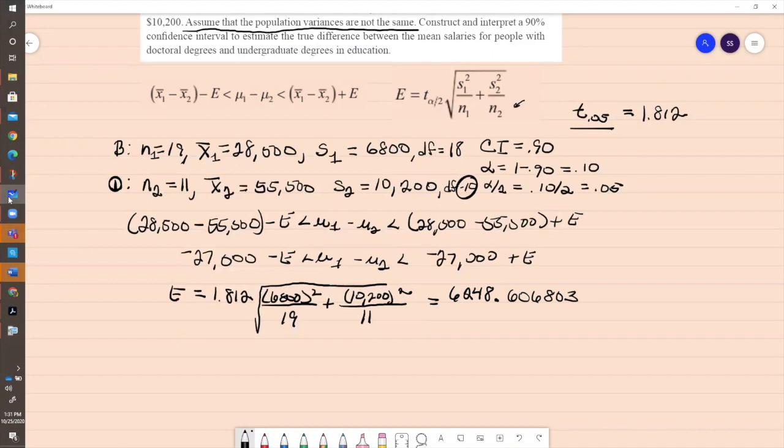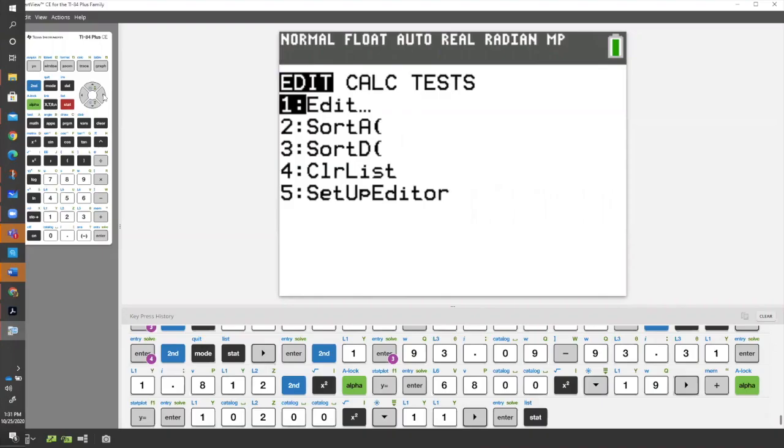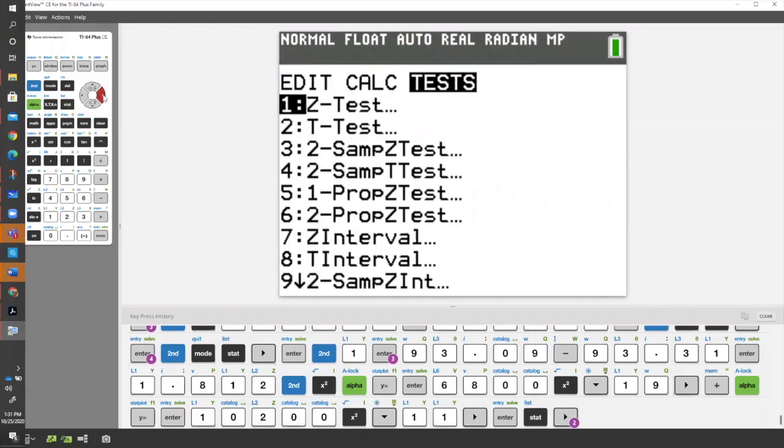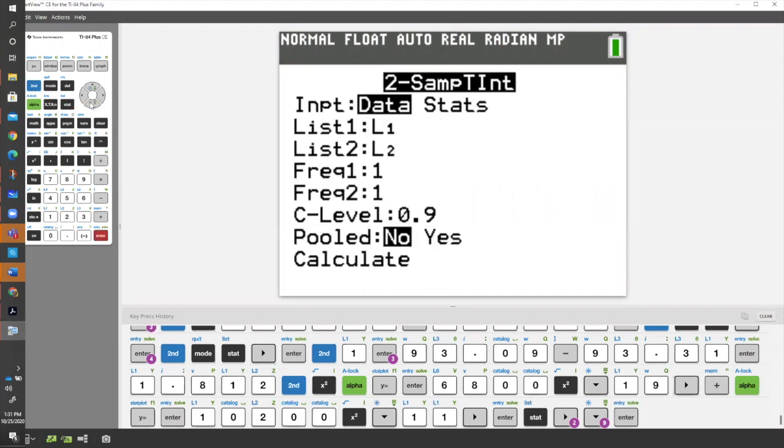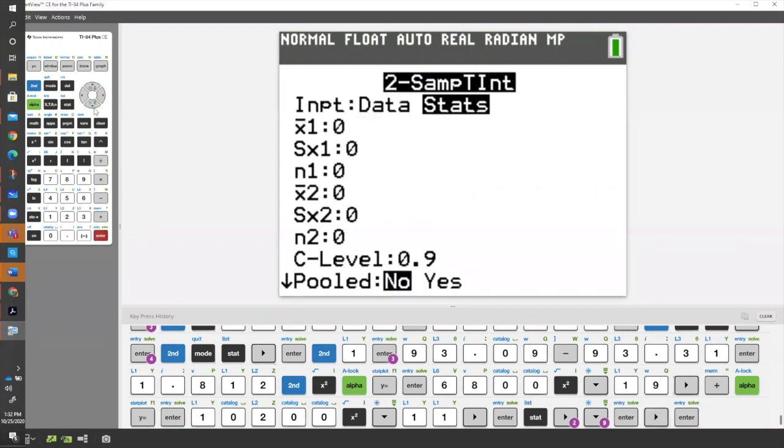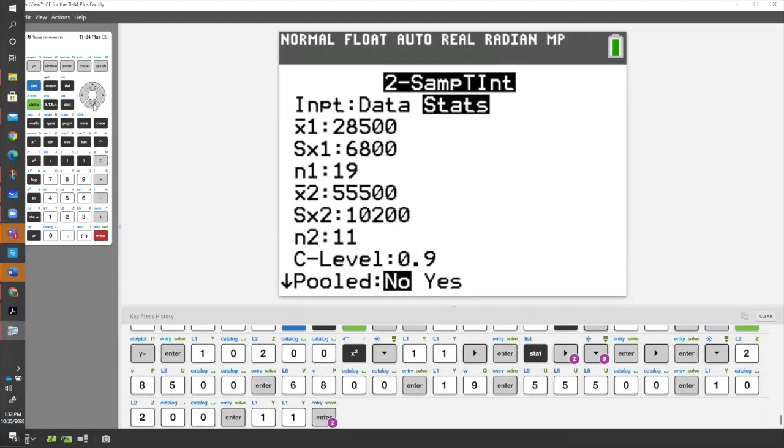And now we need to go to our calculator and put everything in. What type of test are we doing? We're doing 2 samples. We're doing a t-test, and we're doing an interval. So all the way down here, right? And we have Stats, not Data. And then we're going to input our stats. Is this pooled data or unpooled data?